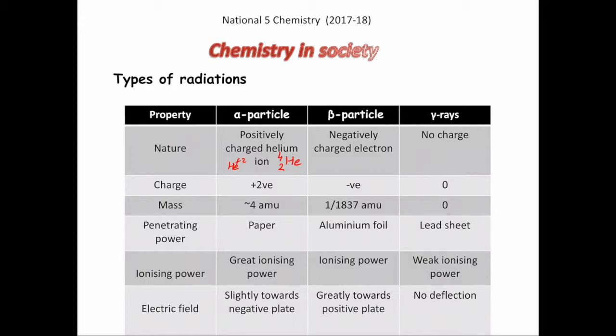In an electric field, as we know, alpha particles are positively charged particles, and being slow moving, they are slightly deviated towards the negative plate. Beta particles are very light particles, so they are greatly deviated towards the positive plate. Gamma rays are not deviated at all.